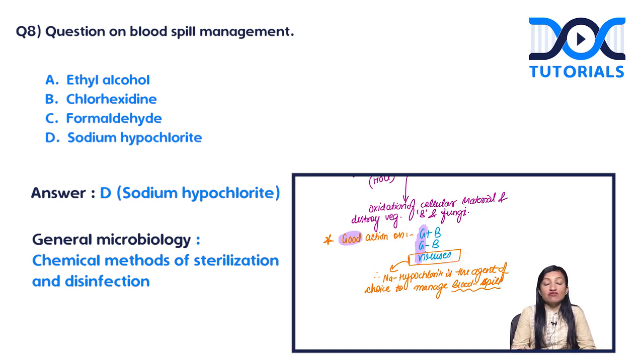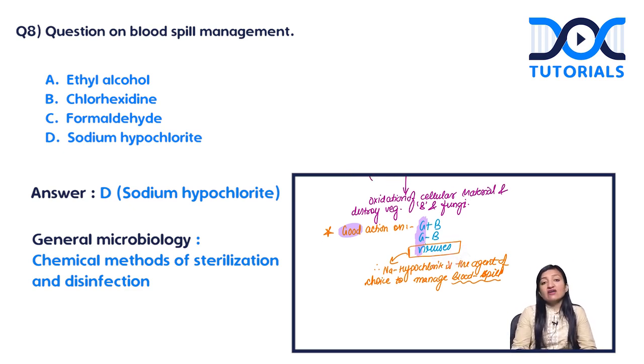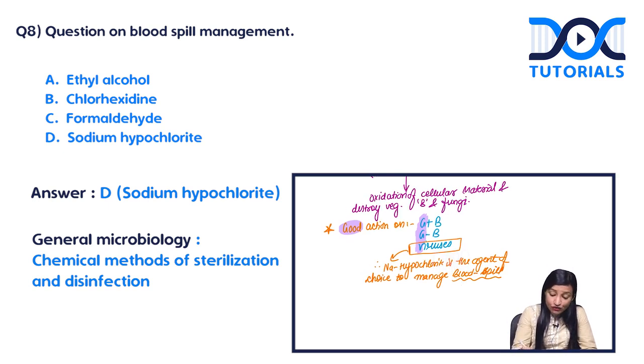We are actually afraid of blood-borne viruses like human immunodeficiency virus, hepatitis B virus, hepatitis C virus. And because chlorine has such good activity on these viruses, it is by far the best chemical agent of choice to manage blood spill. And for this purpose, we use what concentration? 1% sodium hypochlorite is used to manage blood spill. So this is very, very important.